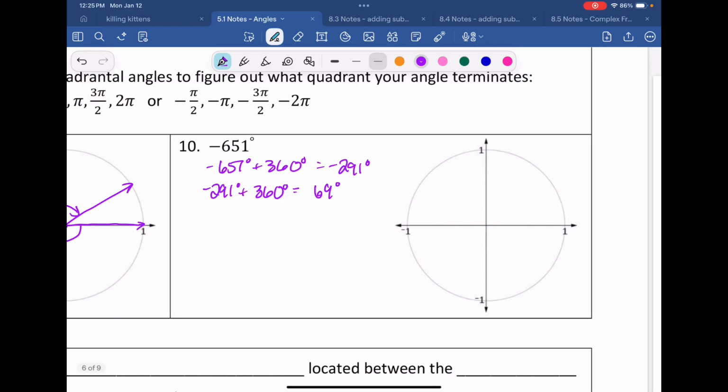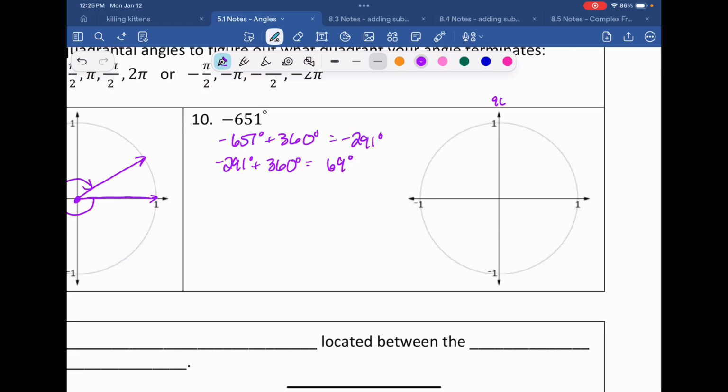All right, so again, I'm comparing to 90. 90 degrees is here. 0 is down here, which means I'm terminating in quadrant 1. All right, so this goes all the way around. Nope, don't move. All the way around and a little bit more.